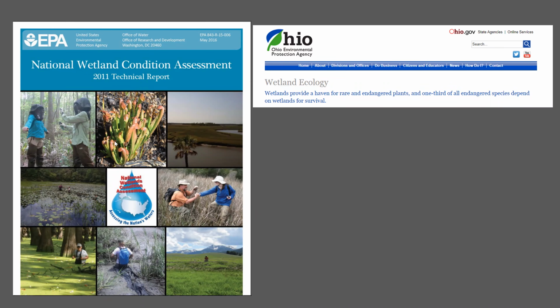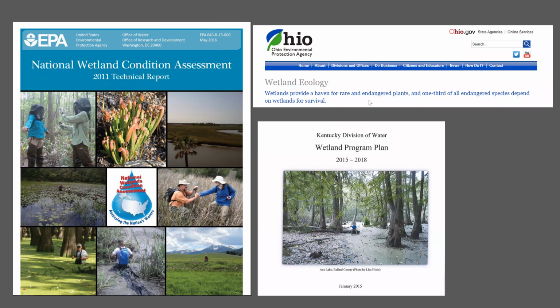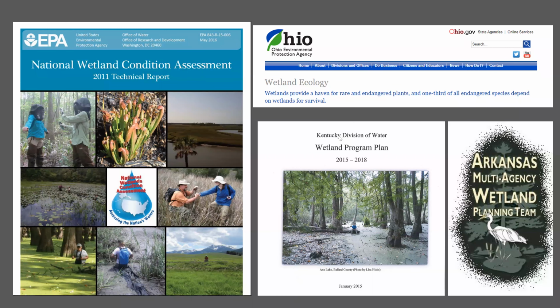So Ohio has the Ohio EPA. They have a blurb on their website about wetlands. Kentucky, and I lived in Kentucky and I'm working on some data from there, and that's why I have that in here. They have their wetland program plan, so does Arkansas, and several states have their own wetland program plan in addition to the NWCA, because there is such a nationwide and statewide push to protect and conserve wetlands.